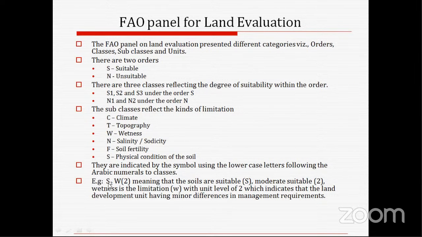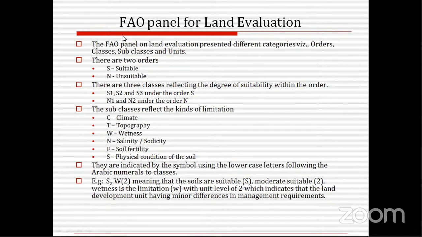See, students, just now I said S2 means suitable. W means wet, there is a wetness problem. With the 2 in S2, we have some problem, meaning that soils are moderately suitable. So S2 means moderately suitable, and wetness is the limitation. That is the meaning. If I write like this on a map, this is the meaning. I gave W as wetness is the limitation, with unit level 2, which indicates that the land development unit has minor differences in management requirements. So it needs some minor difference in management to overcome the limitation.